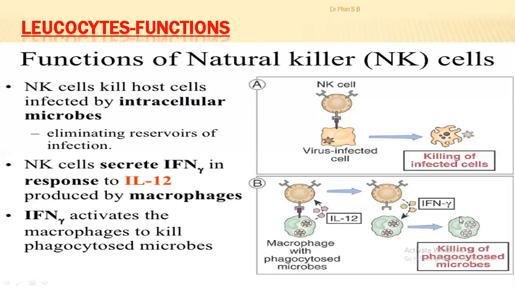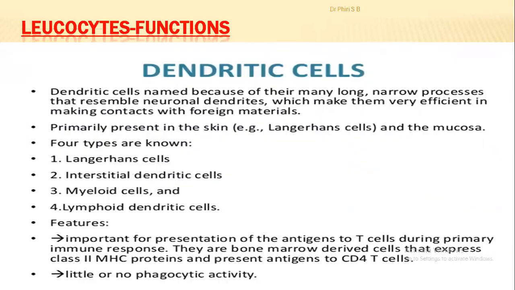So you can see now that this macrophage has been turned into a killing machine that is capable of destroying the microbes within the macrophage itself. So killing of phagocytosed microbes requires the presence of interferon gamma that is coming from the natural killer cell. But for the natural killer cell to produce the interferon gamma, it needs to be activated by interleukin 12. So you can see the interleukin 12 is also coming from the macrophage. So this is communication between cells, collaborating to destroy these microbes.